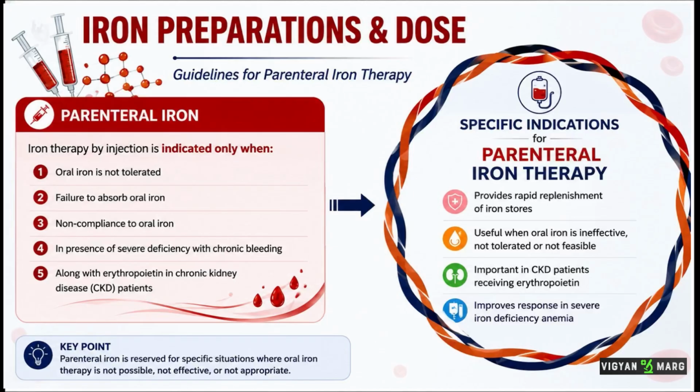So you might be wondering, when exactly do we pull the trigger on those injectable options? Well, the specific indications for parenteral iron are super clear-cut. You only inject iron when the patient simply cannot tolerate oral iron, when their gut fails to absorb it, when they're non-compliant with taking their pills, if they have a severe deficiency paired with chronic bleeding, or if you're giving it alongside erythropoietin for a patient with chronic kidney disease.